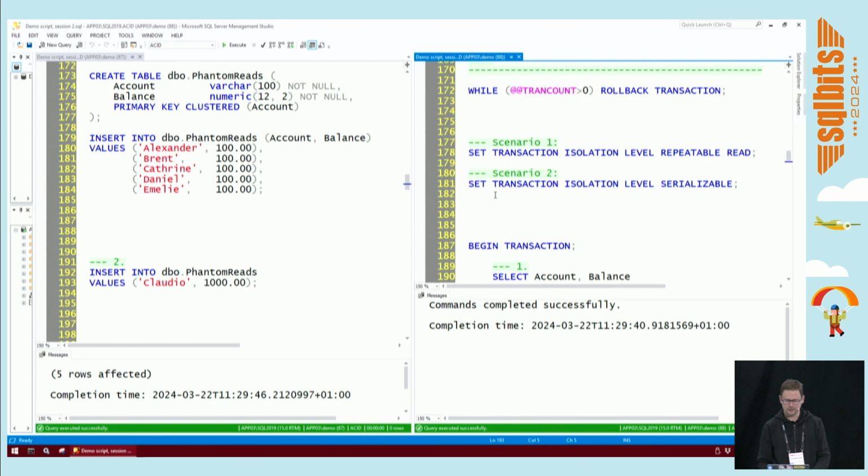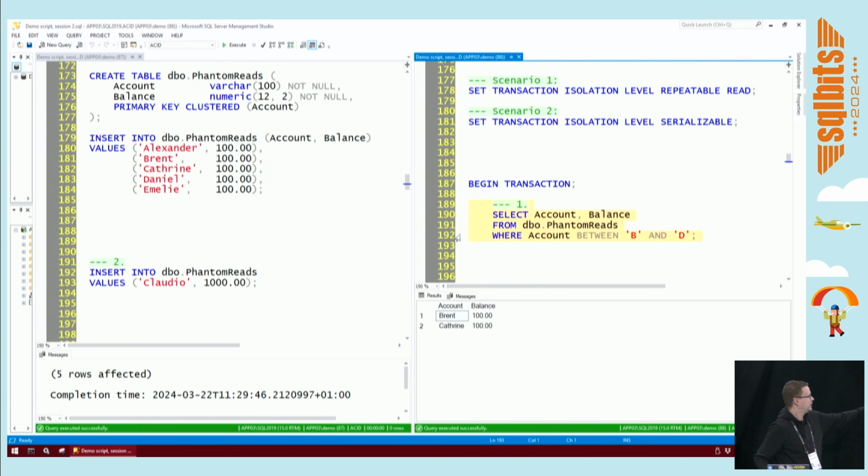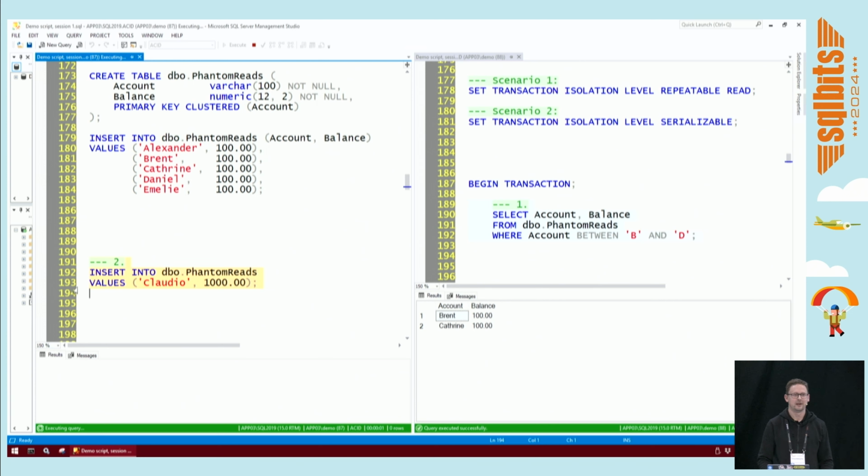And this time on the right-hand side, I will do serializable. So serializable, remember, being the most restrictive isolation level. I'm going to begin a transaction. I'm going to look for B through D. Then I'm going to insert Claudio. And we're blocked. Because now, with the serializable isolation level on the right-hand side, I am guaranteeing consistency. Like if you've looked in the database, you are sure, asterisk, that next time you look, you will get the same outcome. You will get the same result.